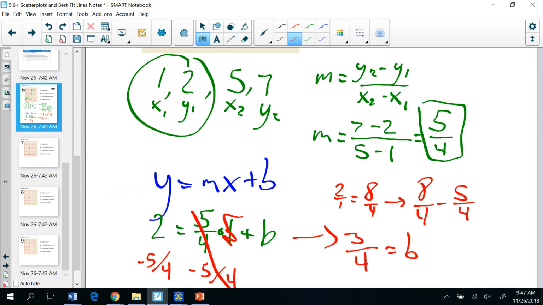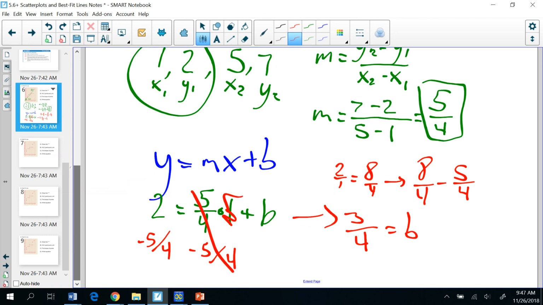Now, if you want to do this via calculator, you can. 5 over 4 is 1.25, and so you'd have 2 minus 1.25. 2 minus 1.25 is 0.75, and that's the same as 3/4. If that was a lot of information and you feel like it's brain overload, don't worry about that for now. We'll just focus on 3/4 is equal to b. The rest of that we can plug back in. So our final equation is y is equal to 5 over 4 times x plus 3 over 4.